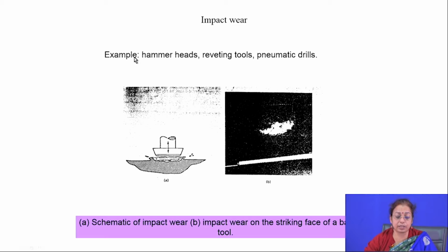So, when the component is subjected to heavy loading and unloading for a very short duration, the kind of wear you see is called impact wear. Typical examples include hammer heads, riveting tools, and pneumatic drills, which are subjected to heavy loading for a very short period of time, and then immediately after that you unload it. So, very high compressive loading and unloading is responsible for this kind of wear.